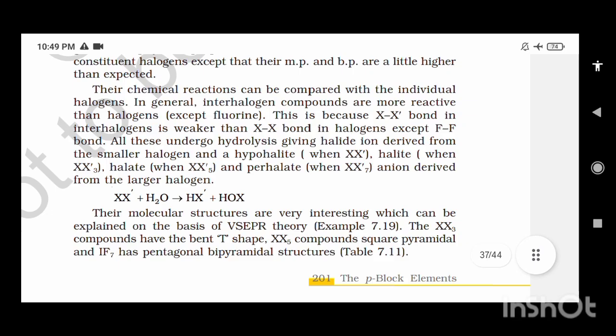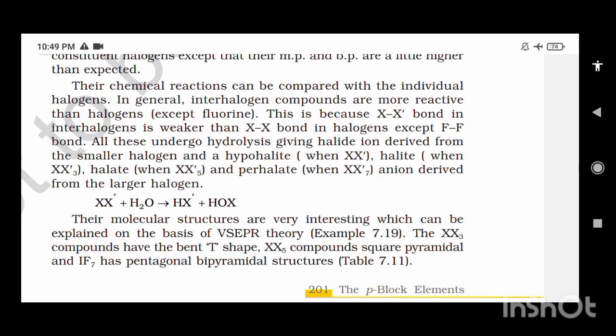Their chemical reactions can be compared with individual halogens. In general, interhalogen compounds are more reactive than the halogens. This is because the XX' bond in the interhalogens is weaker than the X-X bond in the halogens except the fluorine-fluorine bond. All these undergo hydrolysis giving halide ion derived from the smaller halogen and hypohalite or halate. Their molecular structures are very interesting, which can be explained on the basis of VSEPR theory. The XX'3 compounds have bent T-shape, XX'5 compounds square pyramidal, and IF7 has pentagonal bipyramidal structure.